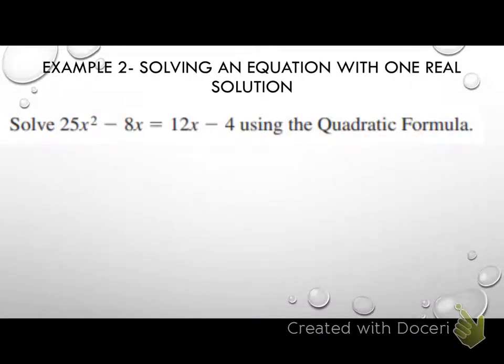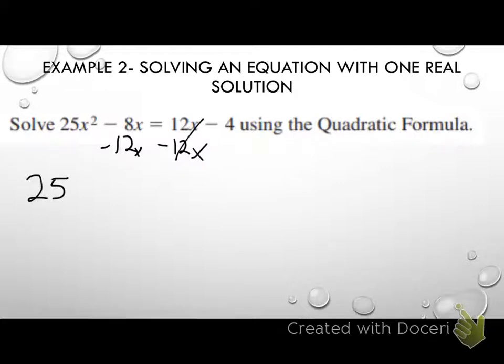Example 2. Solve 25x squared minus 8x equals 12x minus 4 using the quadratic formula. That doesn't look like that form on my first slide, does it? No. So what do I need to do? Get everything to the same side, right? And then my right side equals 0. So how do I move that 12x from the right to the left? Subtract 12x from both sides.